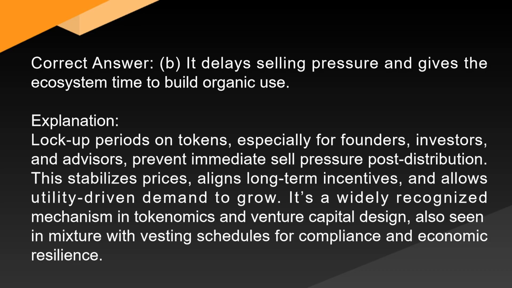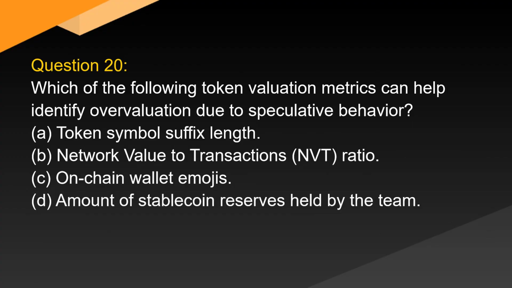Explanation. Lockup periods on tokens, especially for founders, investors, and advisors, prevent immediate sell pressure post-distribution. This stabilizes prices, aligns long-term incentives, and allows utility-driven demand to grow. It's a widely recognized mechanism in tokenomics and venture capital design, also seen in combination with vesting schedules for compliance and economic resilience.